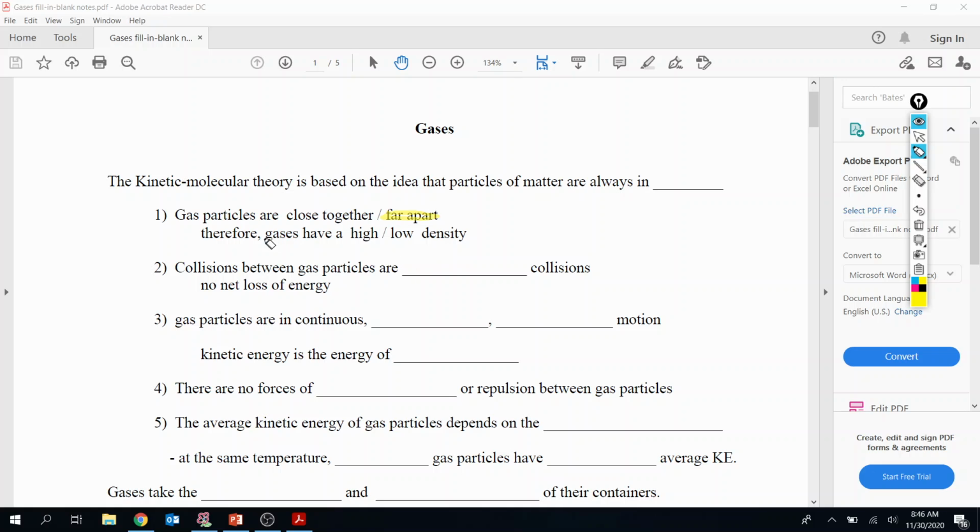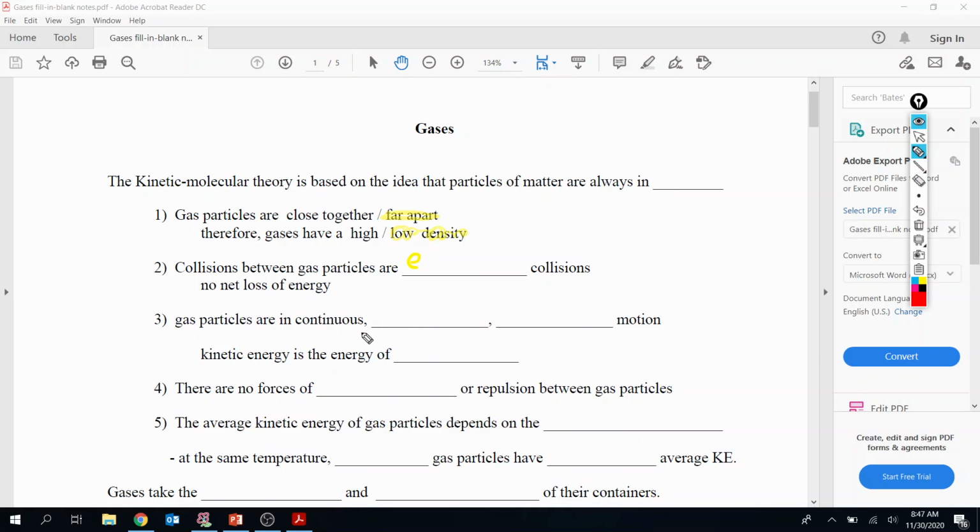And therefore, if the molecules are far apart, then that means the gas is going to be low density. Collisions between the gas particles are what type? Anyone remember? That's right, elastic collisions.